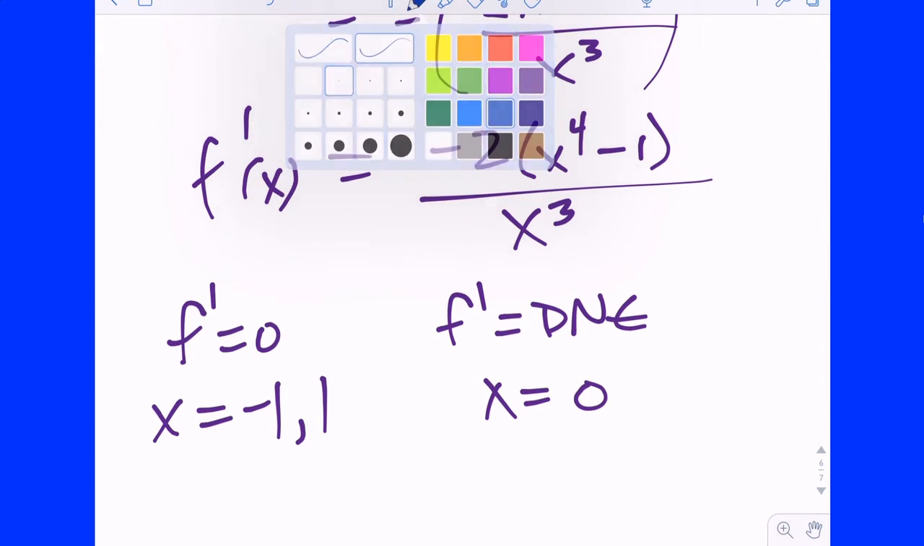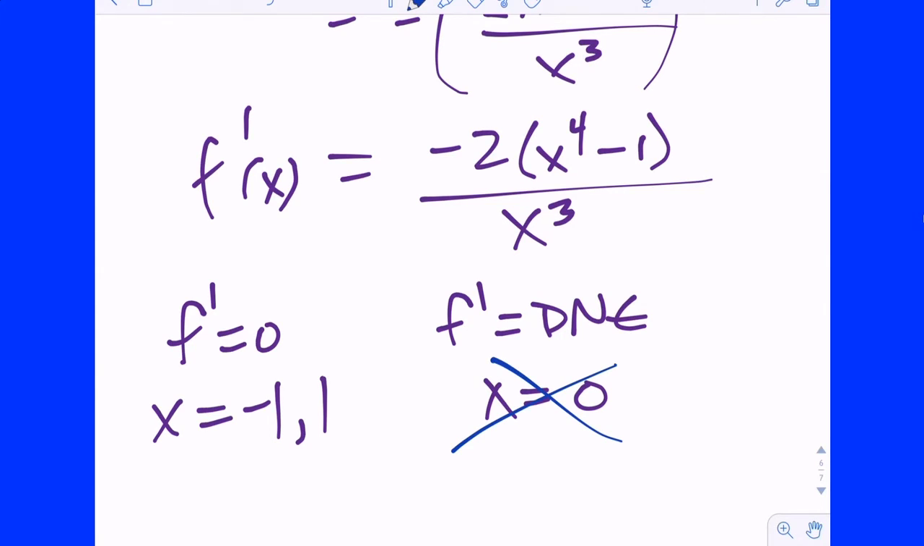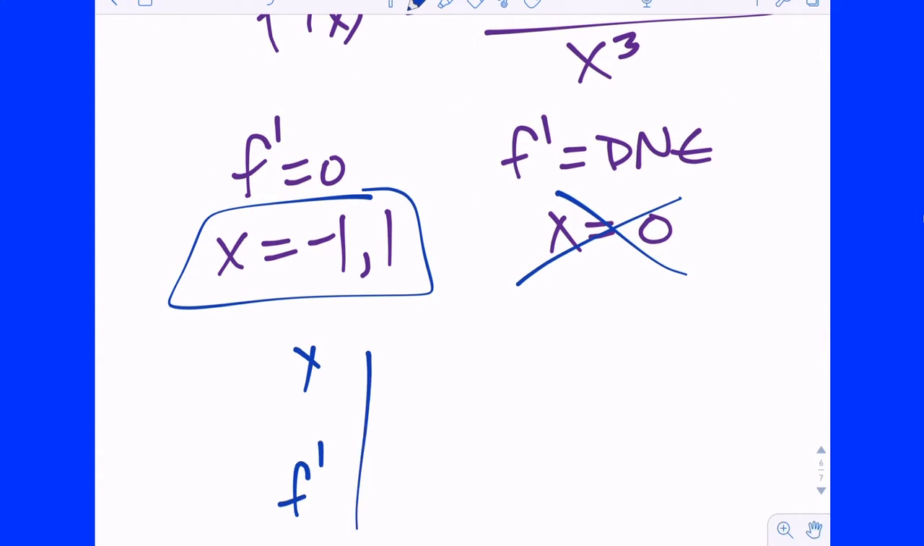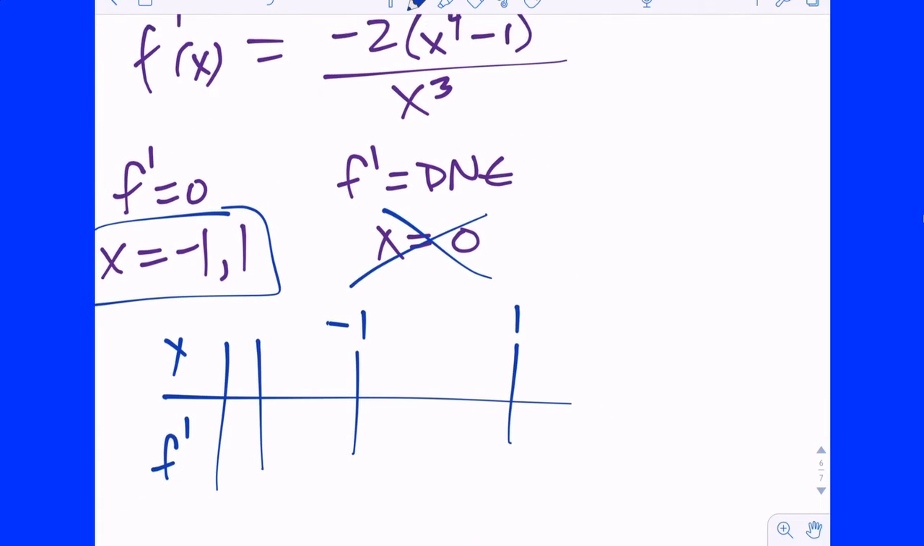0, welcome. You showed up here, but you're not in the domain of the function. You've already made it to the chart, 0. Don't feel bad when we're excluding you from the critical value club. But these are in the domain. So we got x and f prime. Negative 1, 1, and at 0, of course, we're doing what? Vertical asymptote.